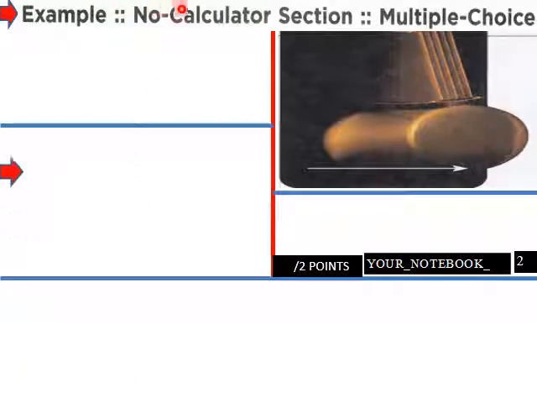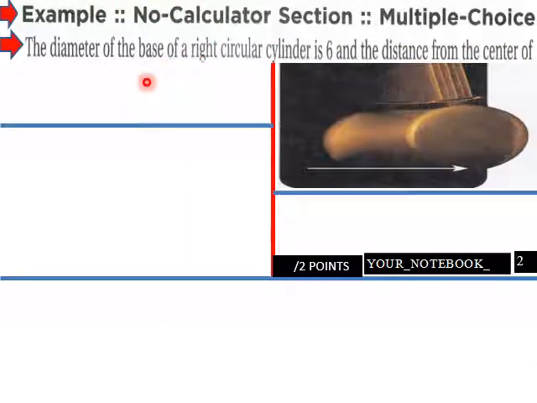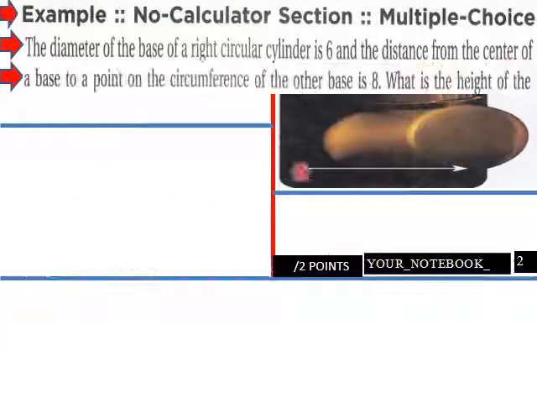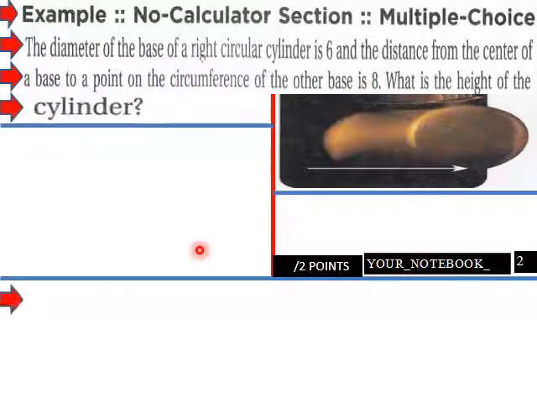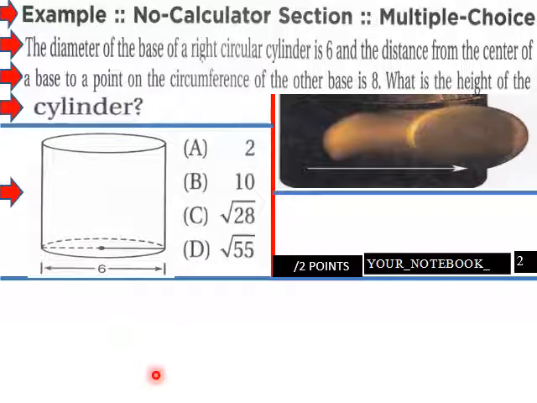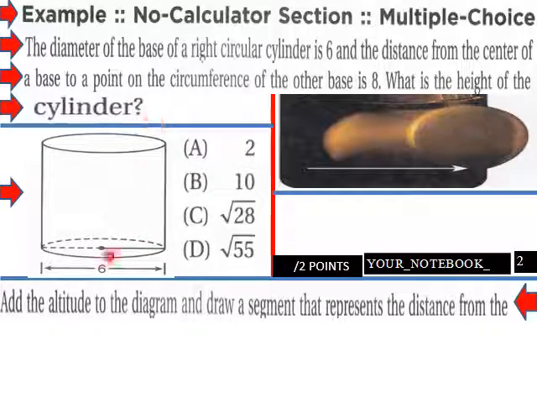Example. No calculator section, multiple choice. The diameter of the base of the right circular cylinder is 6, and the distance from the center of a base to a point on the circumference of the base is 8. What is the height of the cylinder? Here's your cylinder. You have a diameter of 6. Here are your possible solutions to this problem.